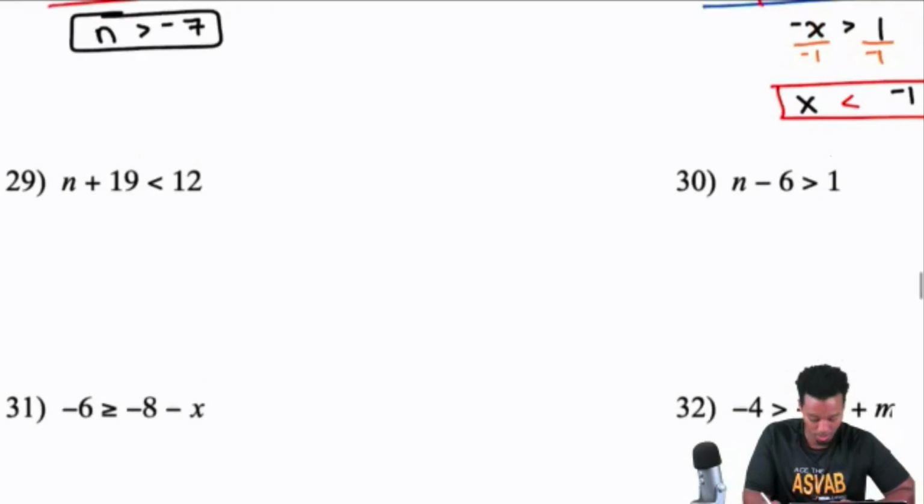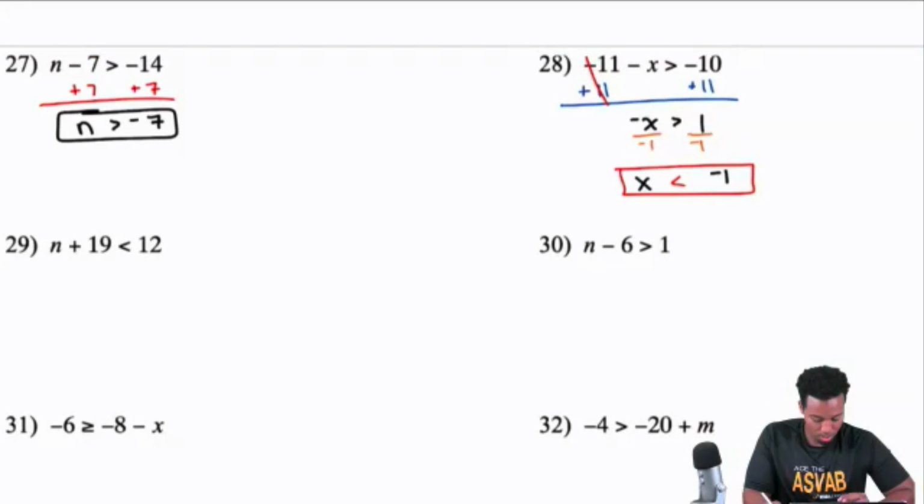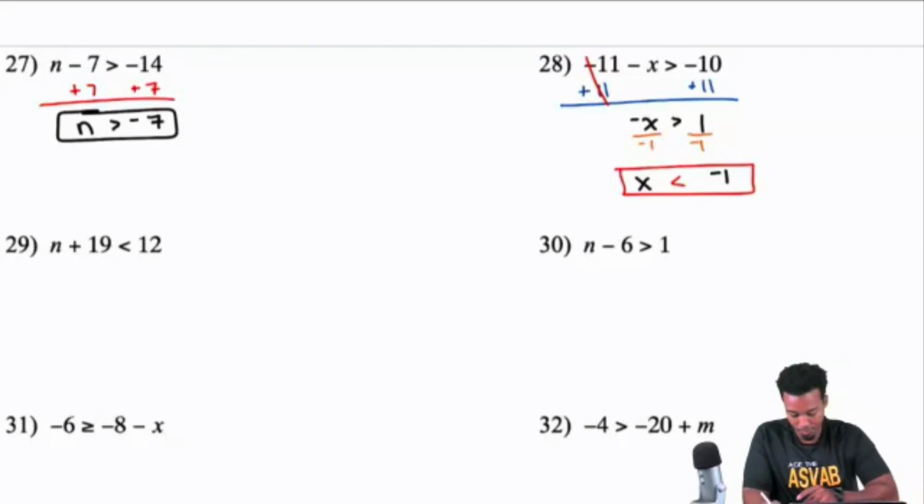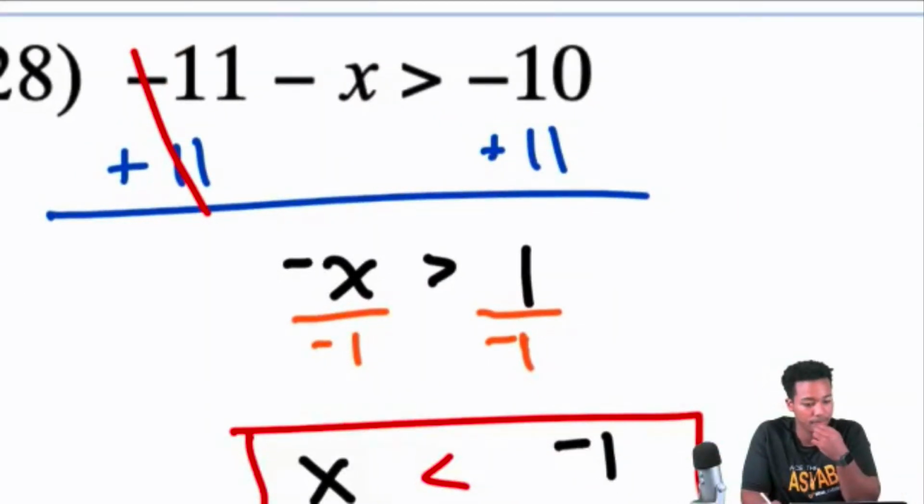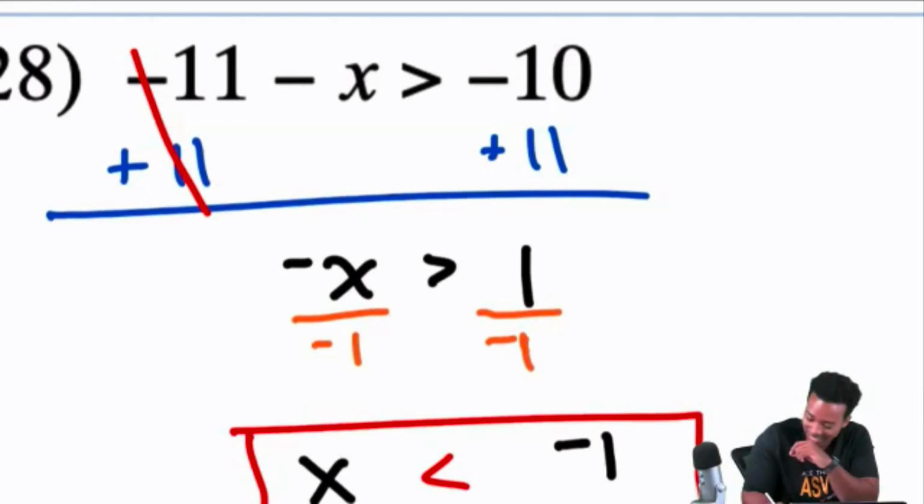So if it's not about the number, if the variable is negative, we flip and we divide. Yeah. That was the key. So, yeah, exactly. There's a negative in front of the variable. Absolutely, that's correct.